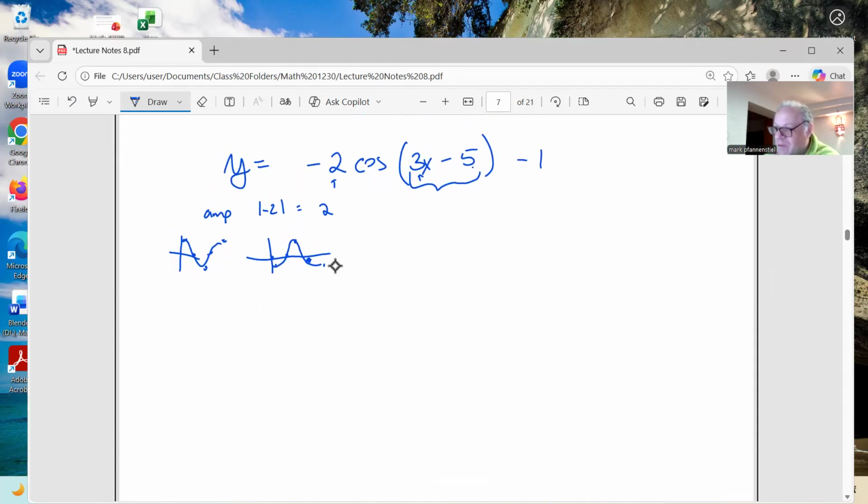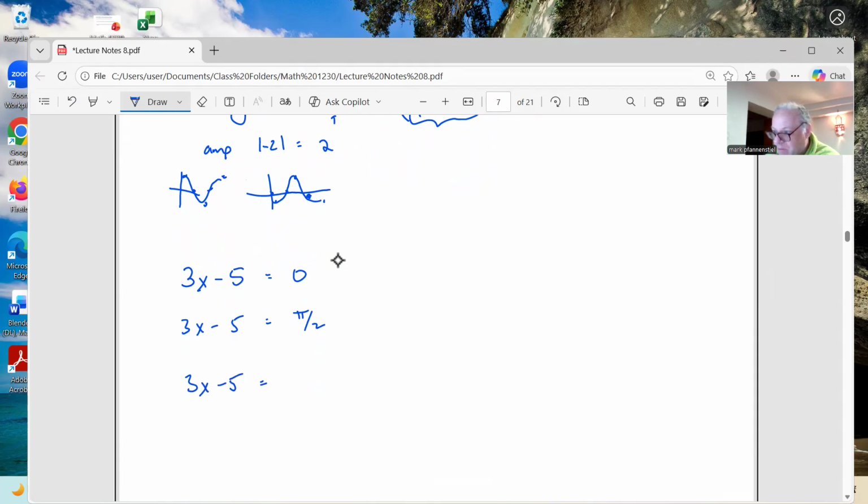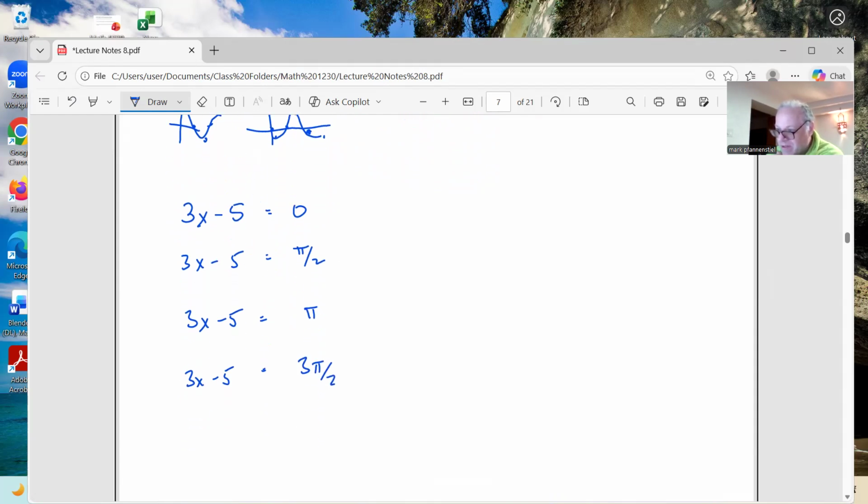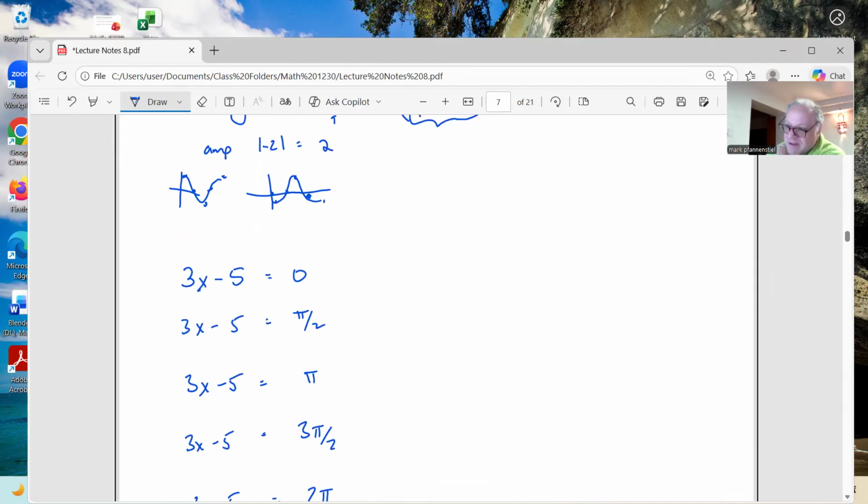So what we have to do is figure out what x has to be so that 3x minus 5 is equal to 0. We actually have to do this for 5 points. We have to say 3x minus 5 equals pi over 2, 3x minus 5 equals pi, 3x minus 5 equals 3 pi over 2, and 3x minus 5 is equal to 2 pi. Again, there are other ways to do this. This is the way I like to do it because it cuts down how much stuff I have to memorize. Solving five linear equations is not a scary thing to have to deal with by the time you make it to trig. So we go ahead and solve this.